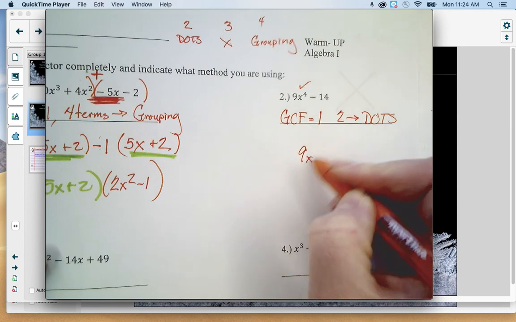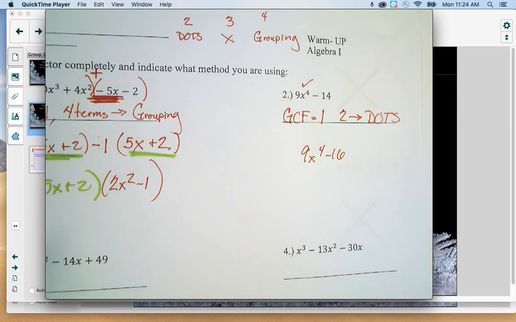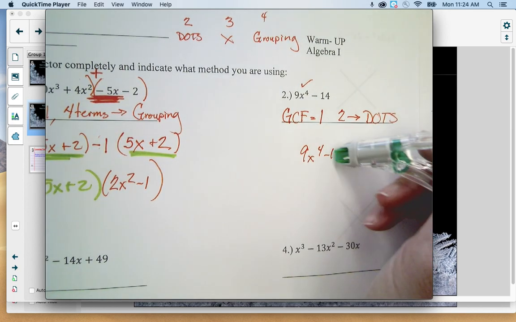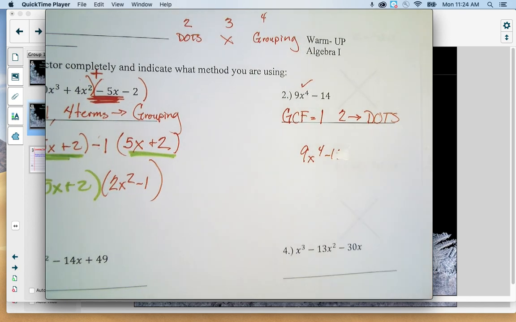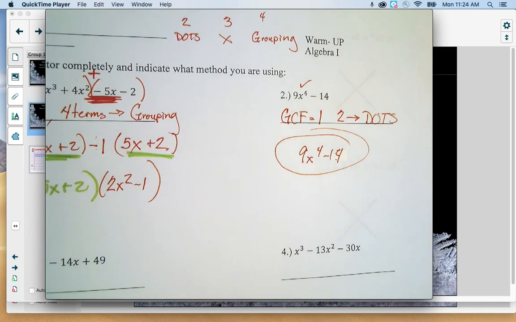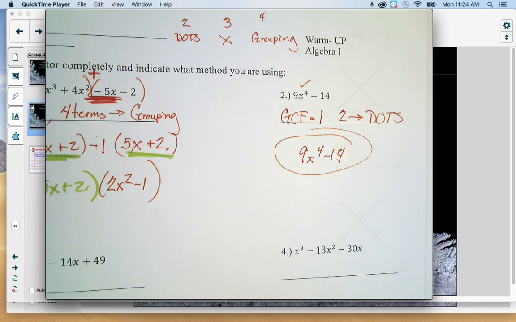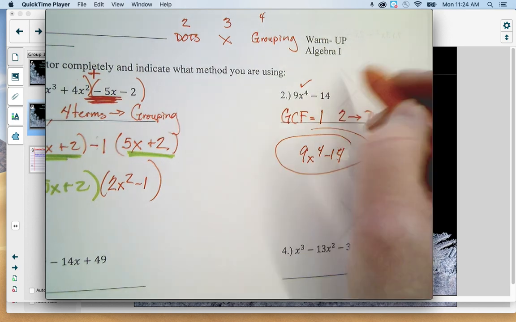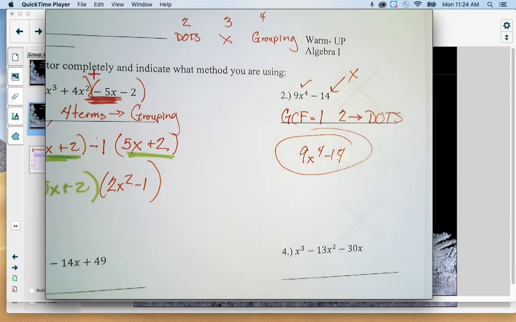Right. 9x to the 4 minus 14. That's in simplest factor form. Some of you tried to do dots, and I saw 7s. Is 7 times 7 14? No, that one can't be factored because 14 is not a perfect square.